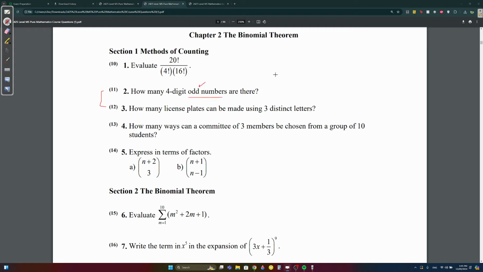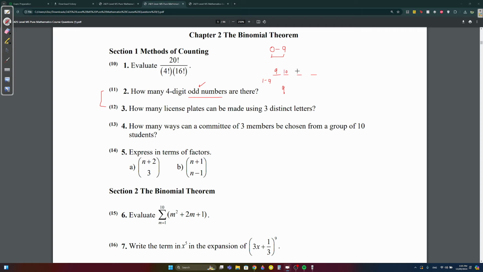Okay, let's see. A 4-digit number, that means it has 1, 2, 3, 4. You know, a number we could have from 0 to 9, right? But can the first number be 0? Obviously not, because if the first number is 0, then it's not going to be 4 digits, it's going to be 3 digits, right? Okay. We know the first number can only be from 1 to 9. So how many numbers? We have 9 possibilities.